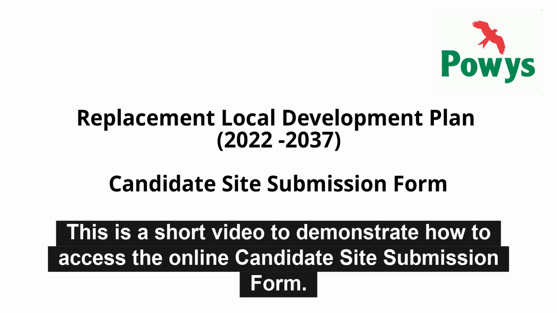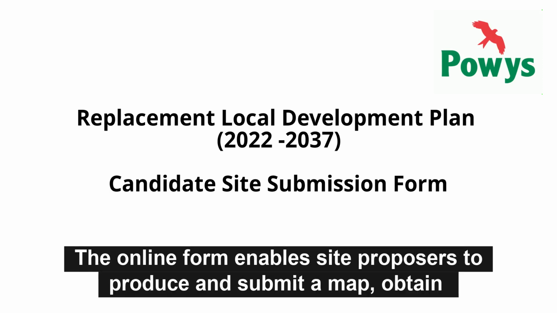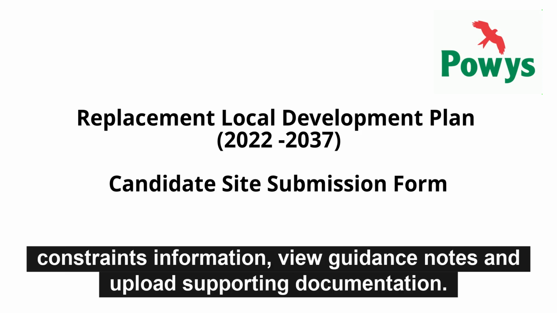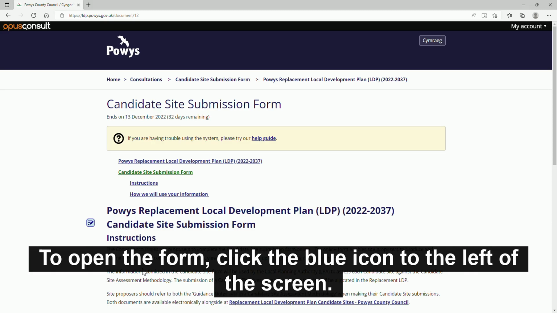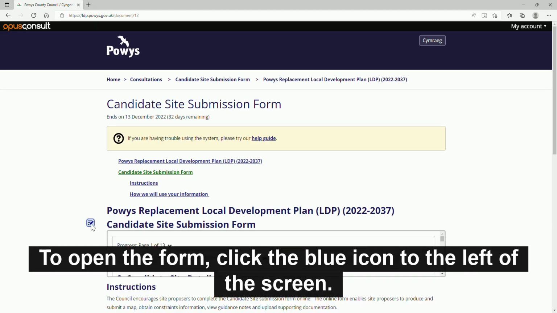This is a short video to demonstrate how to access the online candidate site submission form. The online form enables site proposers to produce and submit a map, obtain constraints information, view guidance notes, and upload supporting documentation. To open the form, click the blue icon to the left of the screen.